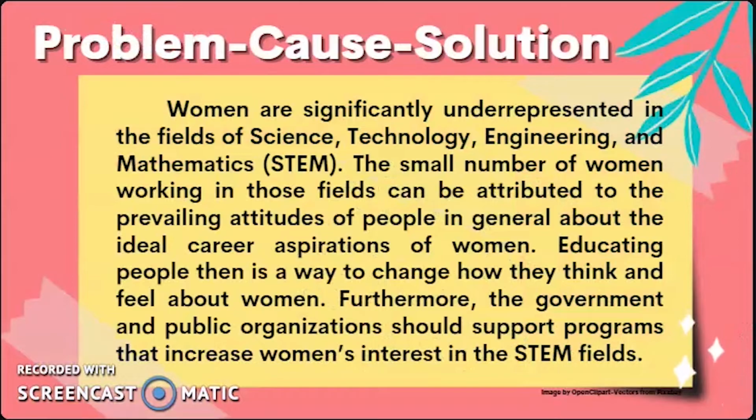The next variation is problem-cause-solution. In this pattern, the cause of the problem is identified and analyzed before a possible solution is presented. Let's read the given example silently. In the given example, the first sentence is a clear statement of the situation or problem. It is followed by a statement of the cause of the problem. Then, the solutions to the problem are stated in the last two sentences.